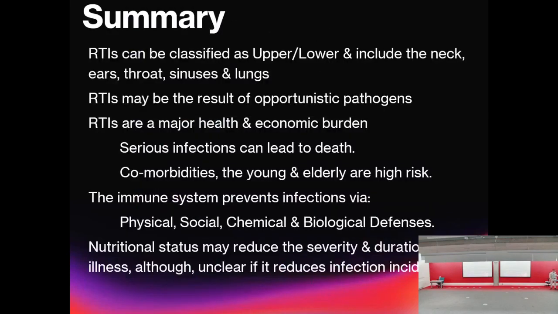Okay, that takes me to the end of this presentation. So just to summarize, respiratory tract infections, they can be upper or lower, but they include the neck, ears, throat, sinuses, and lungs, right? They might be the result of opportunistic pathogens. There might be things that are already living in there, and they just happen to gain an advantage over the host, or they could be something coming from the outside environment, and you're a little bit immunocompromised, and that's how they manage to get a niche.